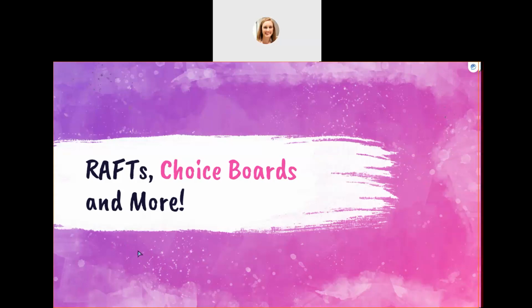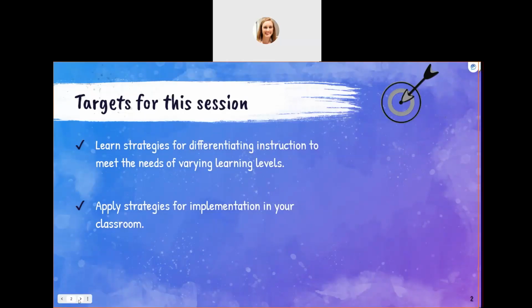Today we will spend some time looking at differentiation through the strategies of RAFTs, choice boards, playlists, and pathways. Our targets for this session are to learn strategies for differentiating instruction to meet the different learning levels of your students. The second target is to learn to apply these strategies for implementation in your classroom or a general education classroom that you're providing consultative services for.